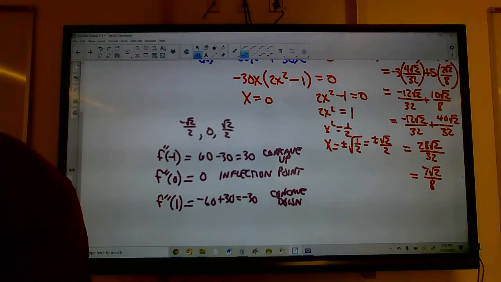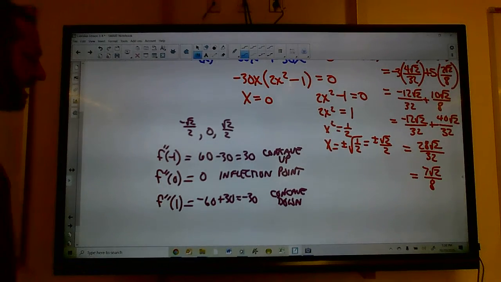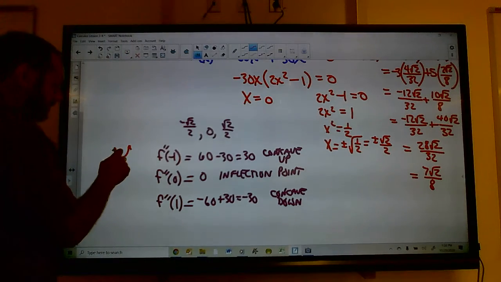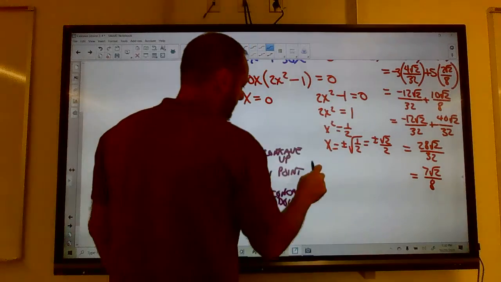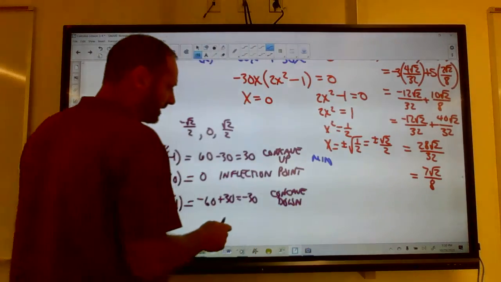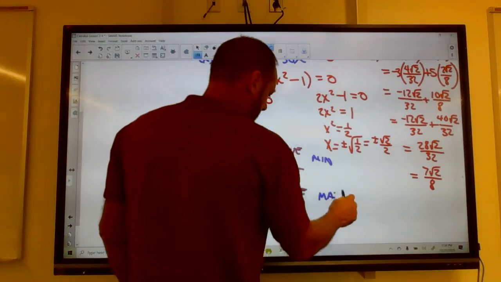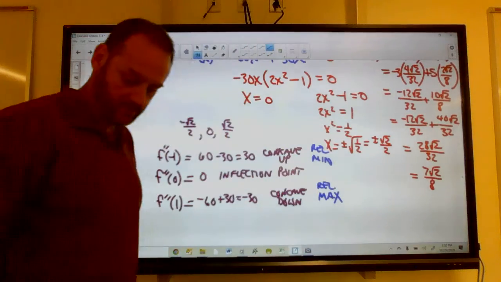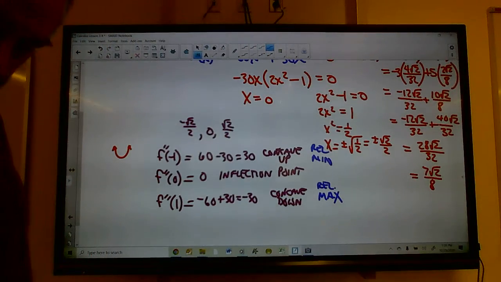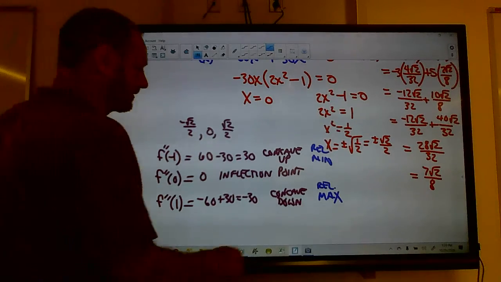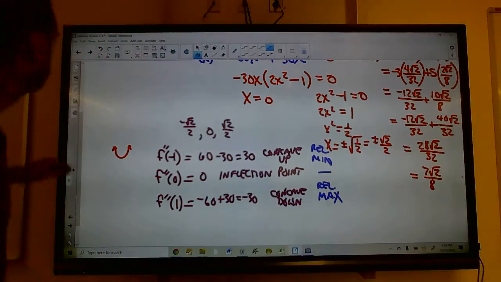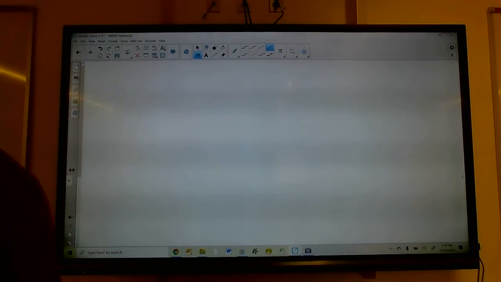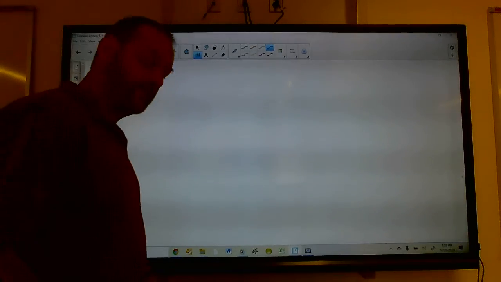Now, if this is concave up, it's going to be a relative minimum. If it's concave down, it's going to be a relative maximum. And of course, we don't get anything out of the test at 0. Okay, and that should have covered the last couple of slides that we had.